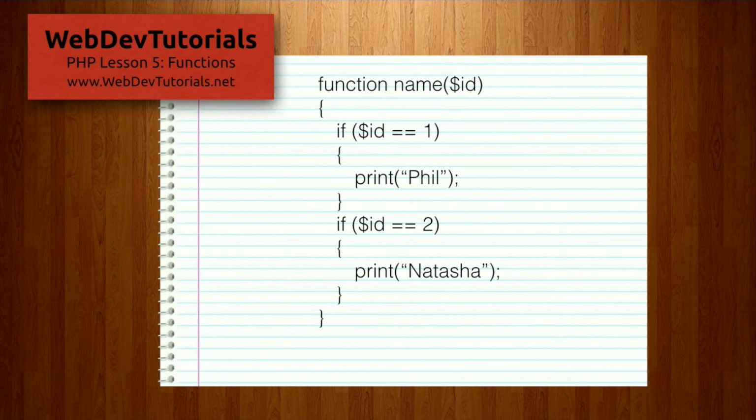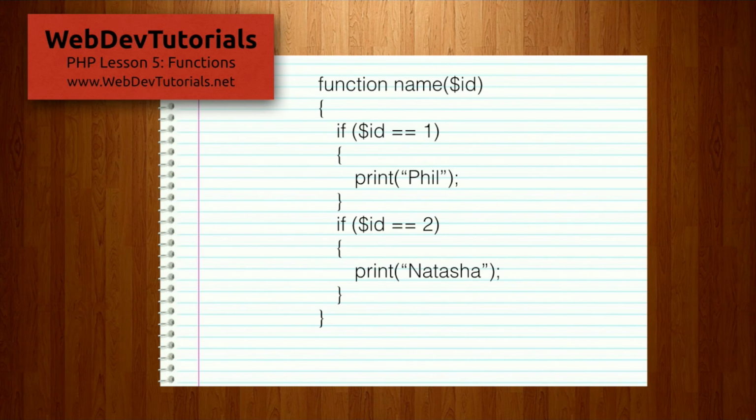What if we have multiple names, but only want to print one based on an ID? We can use arguments to do this. Use the same function structure and define an argument in the parentheses. Call it ID. Then inside the block, a simple if structure will suffice.